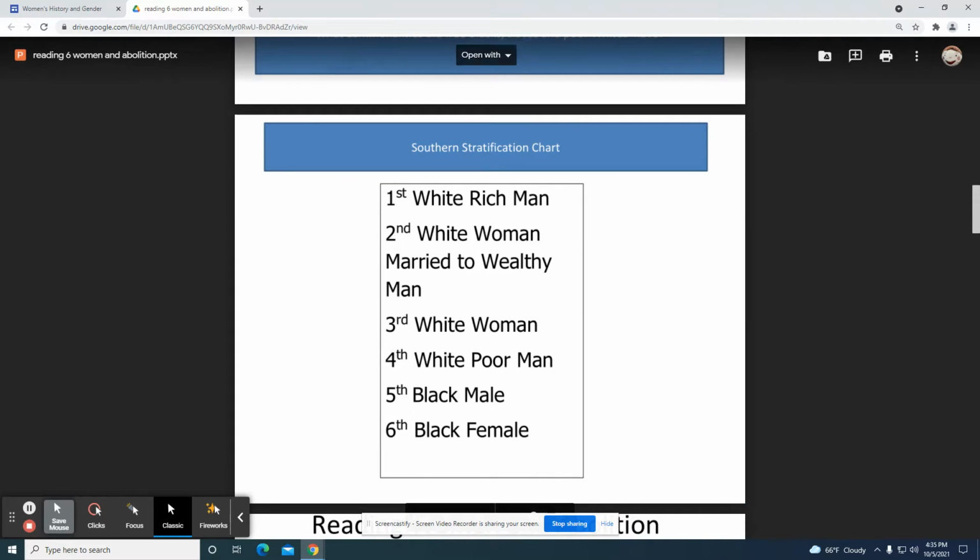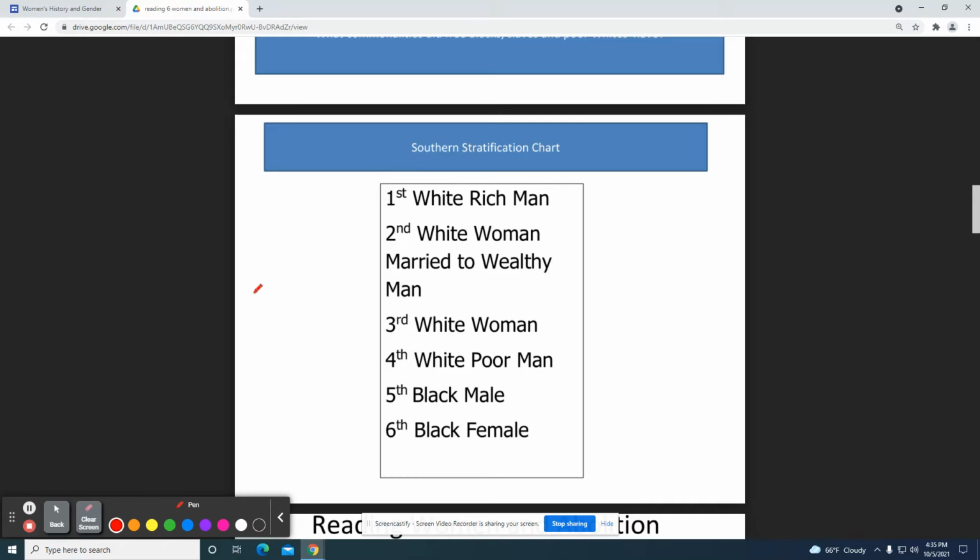Let's move on to the social stratification chart for the South. So we want to make sure we take note that with the Civil War, we are going to see the black male elevated. And so this hierarchy, this chart is going to change depending on the situation, if it's before the Civil War, after the Civil War. So with the black male voting, possibly is moving up. We'll see the white poor man. Remember, this is dependent on coverture. And so this is going to vary.